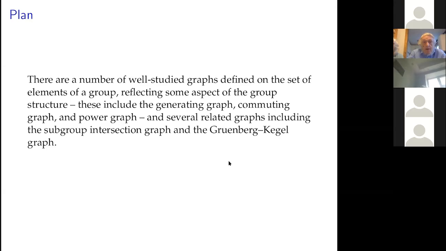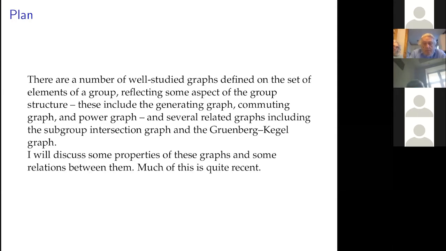So I'll define these graphs more formally later, but they include the generating graph, the commuting graph, and the power graph. And there are also several related graphs that have something to do with the study of these things. A lot of this work is quite recent. The generating graph has become very popular recently, and I'll tell you a big result about that that just came out this year. The commuting graph goes back quite a way. The study of the power graph only began this century, so these things are fairly recent.